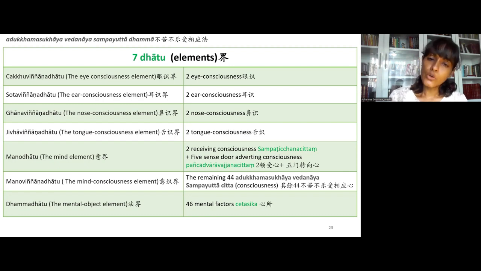Now, so far we have got how many consciousness? We got 2, 4, 6, 8, 11 consciousness. Now, the remaining, we said there's a total of 55 upekka sahagata chitta. 55 minus 11 is 44. These 44 chitta are classified under mano vijnana dhatu. And finally, the 46 mental factors are classified under dhamma dhatu.